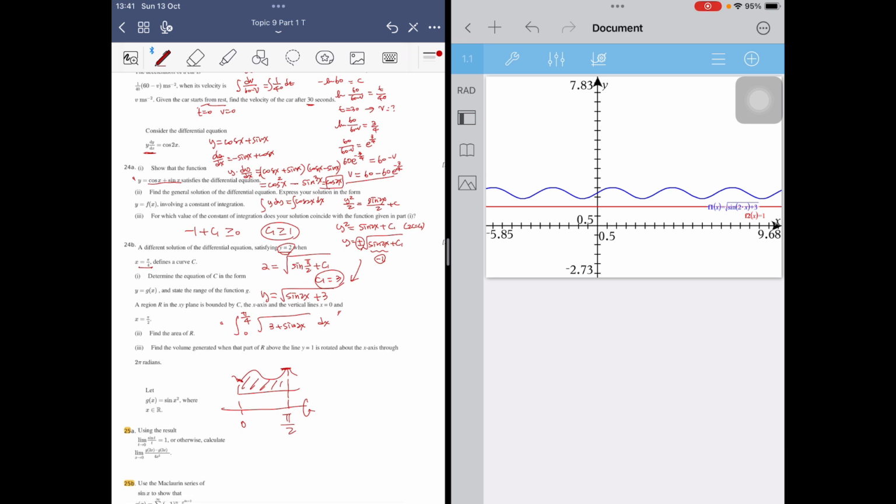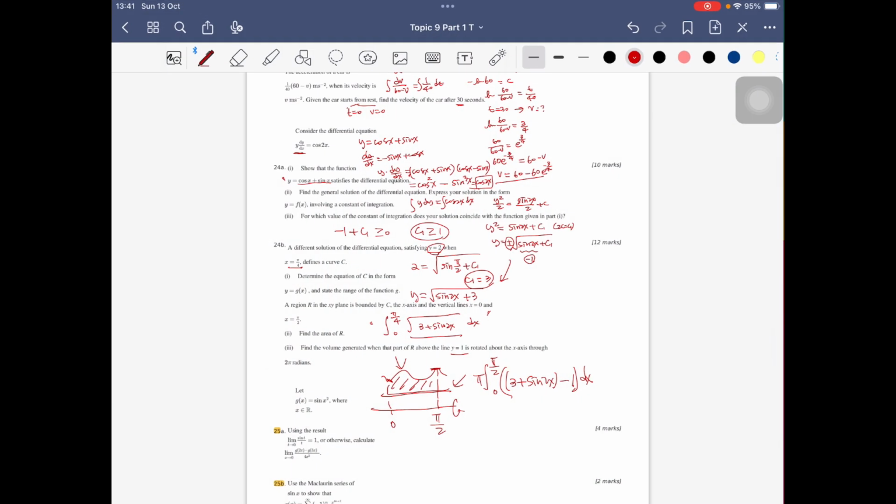So we can imagine the solid will be made when we rotate around this. The farther part from the x-axis will make the larger volume, and when we rotate this one, it will make a smaller volume, and we make the hole. So we need to subtract it. So integral pi, 0 to pi over 2, this one squared, so 3 plus sine 2x, minus 1 squared, because it should be y squared, but y is 1, so 1, dx. So you can integrate it.